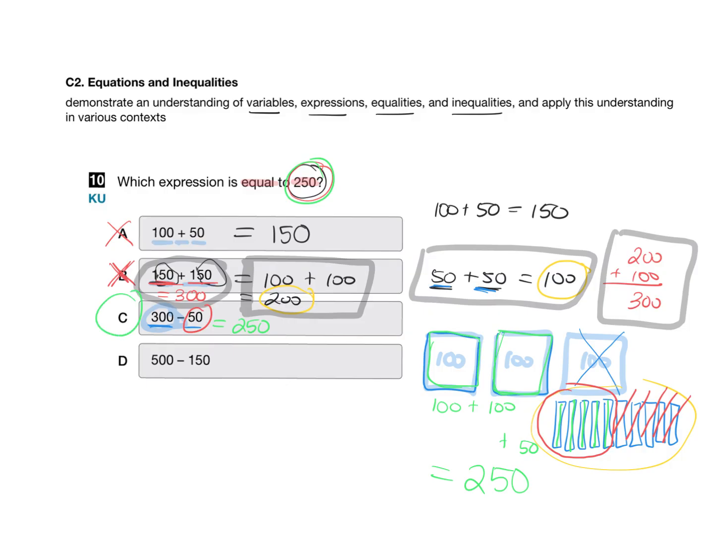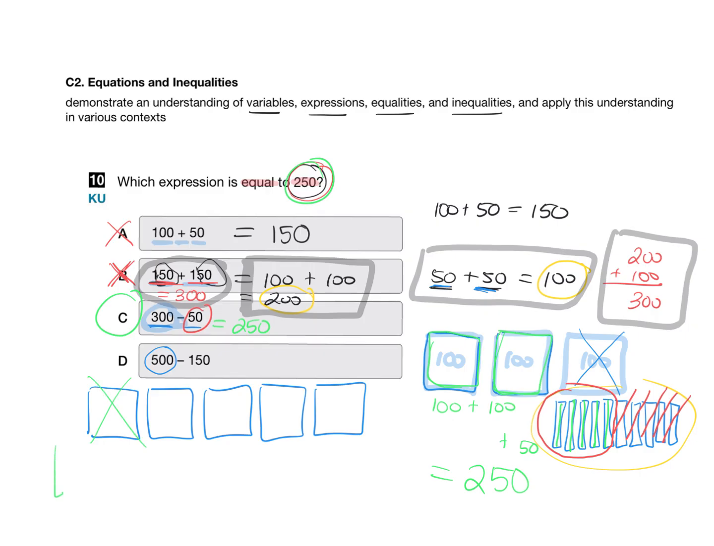Okay, so we can use the base 10 blocks again. We start with 500. 1, 2, 3, 4, 5. But I need to take away 150. So we're going to do the same thing. Instead of having a hundreds block, I'm going to trade this hundreds block for 10, 20, 30, 40, 50, 60, 70, 80, 90, 100. 10 tens blocks. So I have 100, 200, 300, 400, 500.